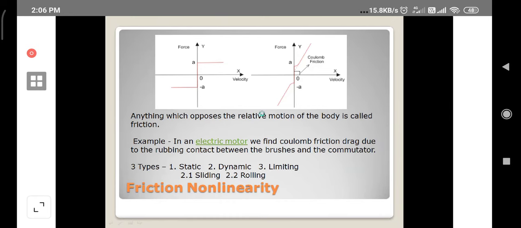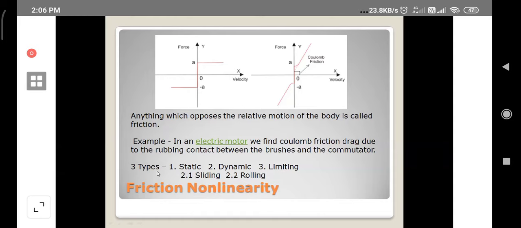Then the friction nonlinearity. Friction is actually the opposing force. Friction will happen when the body is at rest or when the body is in motion. If the body is at rest, that friction or opposing force is called static friction. And when the body is in motion, the friction at that time is called dynamic friction. And the maximum static friction is called limiting friction. Above the limiting friction, the body will start moving.